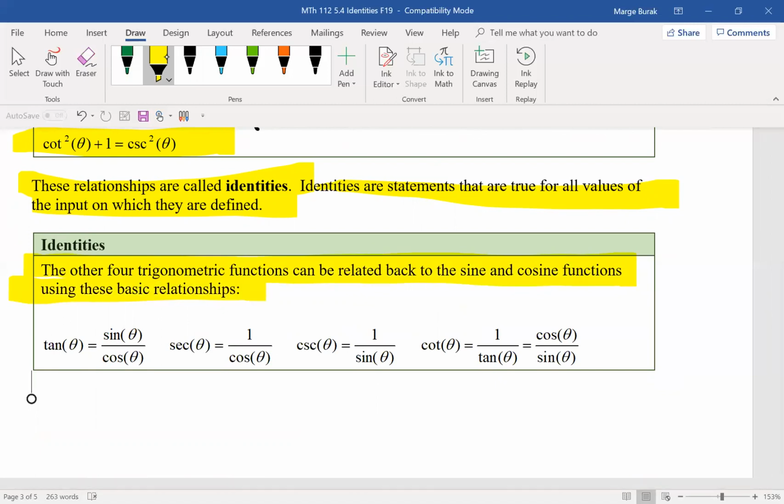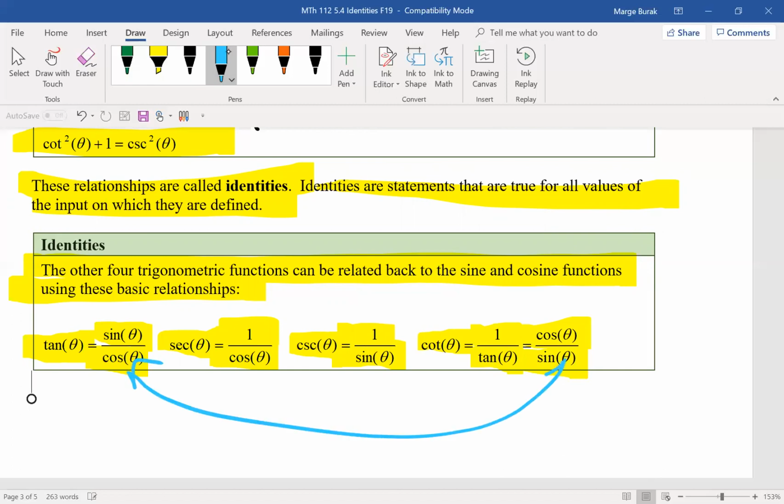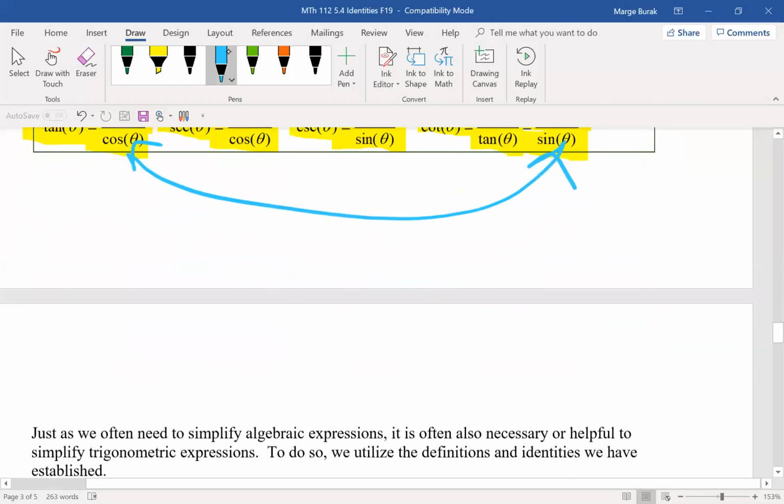Now let's look at the reciprocal identities. Cosecant, which is the reciprocal of sine, is 1 over sine. And the cotangent is 1 over tangent, which is also cosine over sine, the reciprocal. And what we do want to use those for is to create some identities.